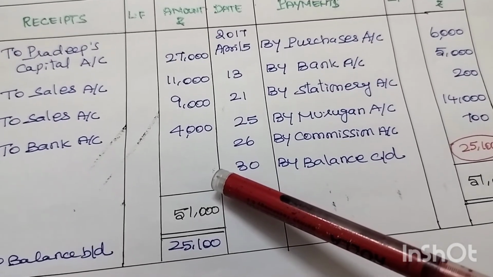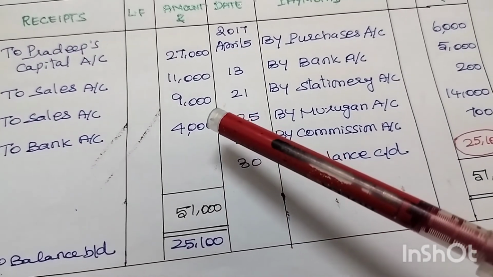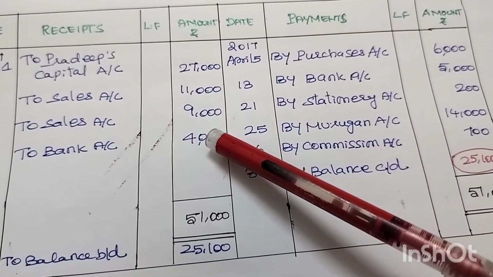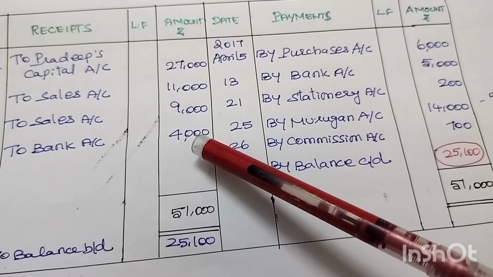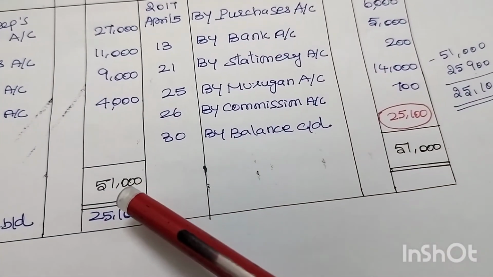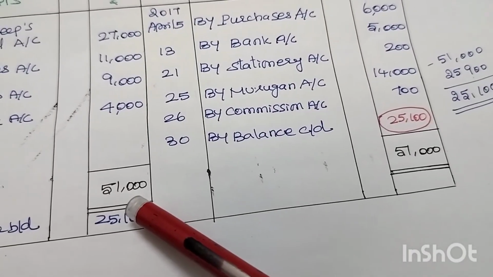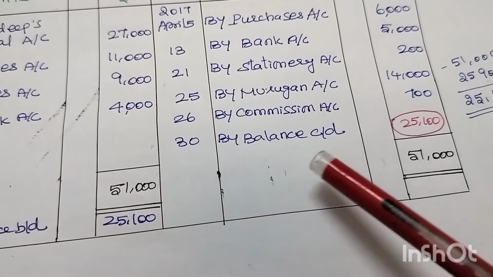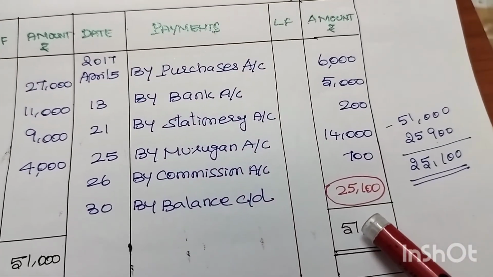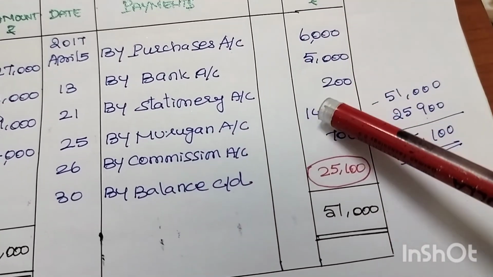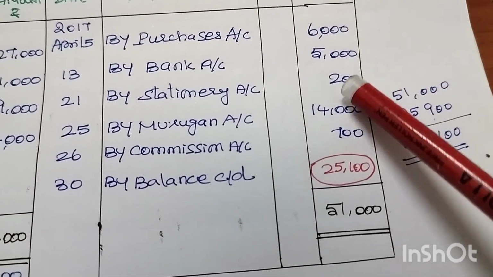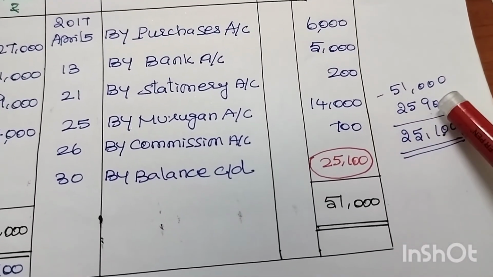Then you have to find which side has the higher value. Always in cash book, debit side has the higher value. What is the amount? 51,000 rupees. So you have to enter that 51,000 rupees as a total on both the receipt and the payment side. Okay, then you have to find the lesser value side, that is the credit side as the lesser value. How much rupees? 25,900 rupees.